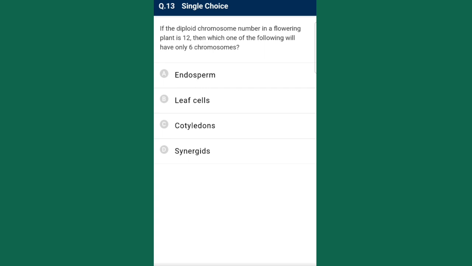Question number 13. If the diploid chromosome number in a flowering plant is 12, then which one of the following will have only 6 chromosomes? Synergids are formed by the megaspore, which is a haploid structure. The synergids are haploid and possess 6 chromosomes. So the answer is option D.